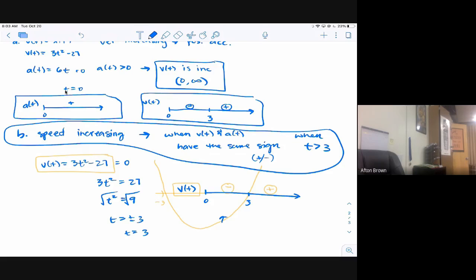Yeah. Would it also be when t is greater than -3 and less than 0 because it has the same negative sign? True, and the book probably listed that. I didn't list them because I'm not going to talk about negative time. But you're correct. If you're talking about negative time, that would be true as well.